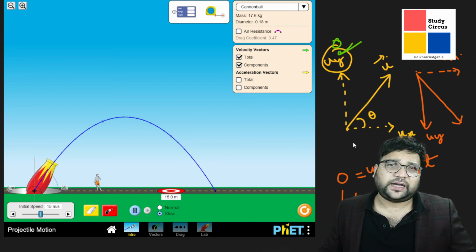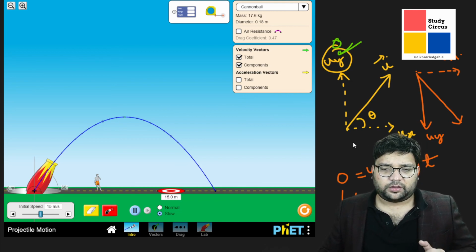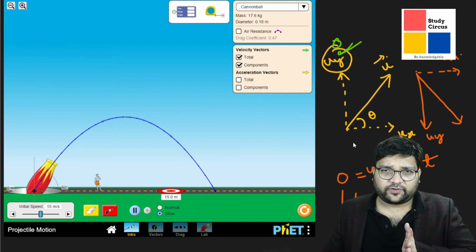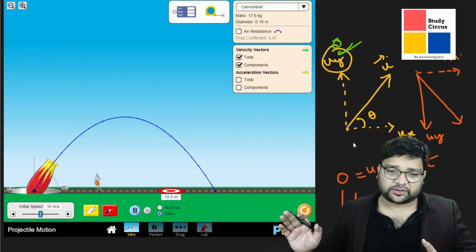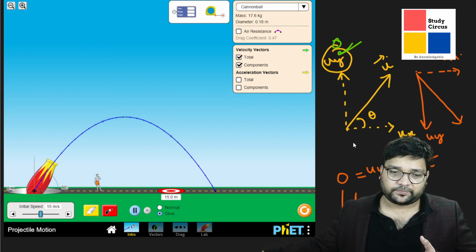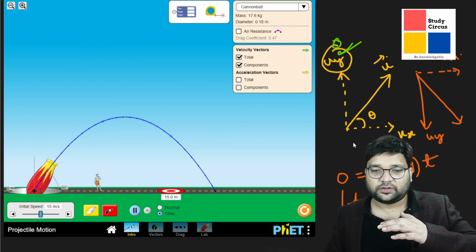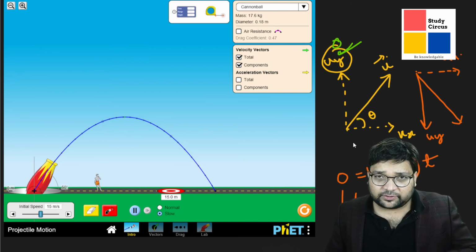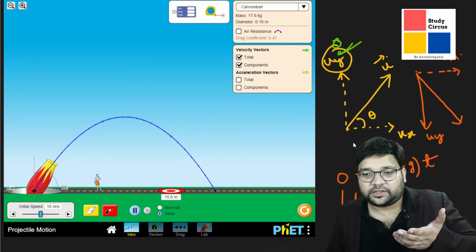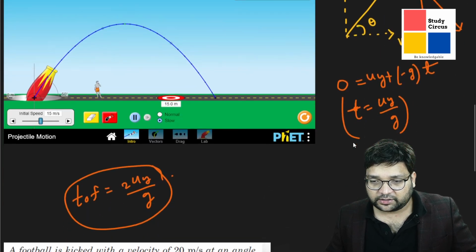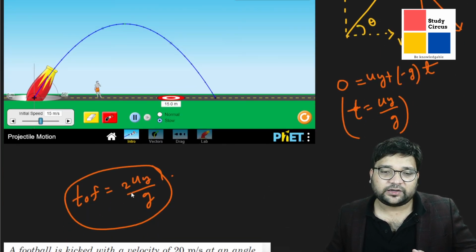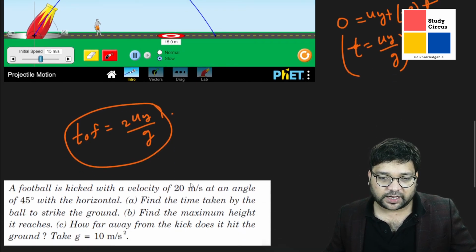So let's find out the range also. Half of the range is the maximum distance it will land from the initial point. Half of that is the point when it is at the maximum point. What has been the time to reach the maximum height? We have found out, right? uy upon g. The total time of flight is 2uy upon g, right?